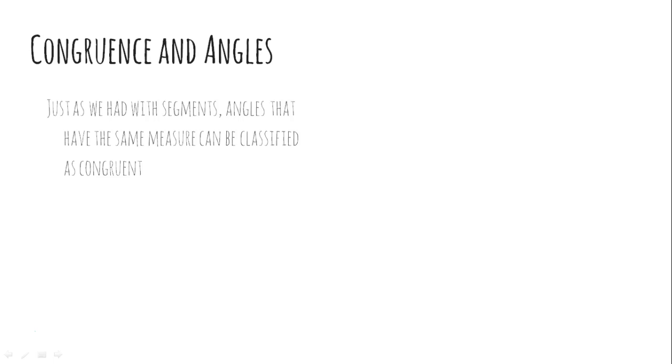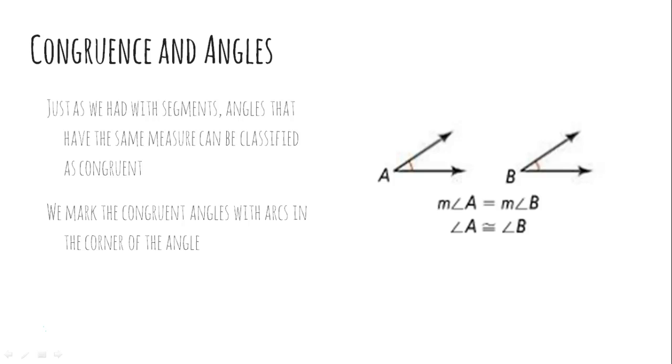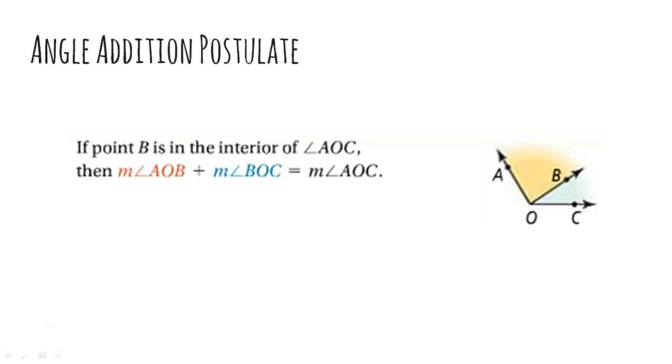Okay, and just like we had with segments, congruence is when two angles have the same measure. They can be classified as congruent. We mark congruent angles with arcs in the corner of an angle rather than tick marks on a line. As you see in that image there, angle A and angle B have the same measure, so therefore we can say that angle A is congruent to angle B. And the final piece that we have that's once again similar to our segment section is the angle addition postulate. It says that if I have two angles that share a side, and if that point B is in the interior of that larger angle AOC, that the two pieces can be added together to create the whole angle here.